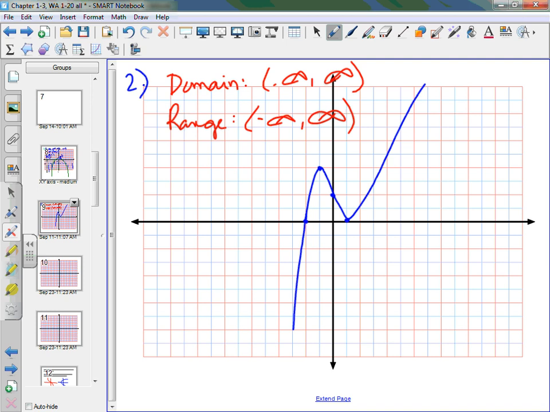Now, what's it asking me to do? The last one I have to do is f at 0. So I go to the x-axis, right? Here's my x-axis, and there's a point on it. What is that point? The coordinates. 0, 2. So what's f at 0? 2. Do we understand how to do 1, 2, 3, and 4? Now, let's look at number 3.